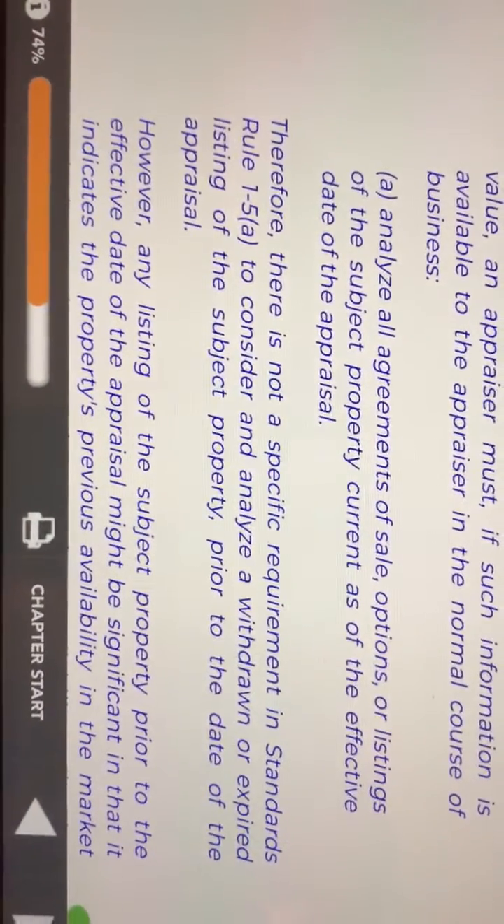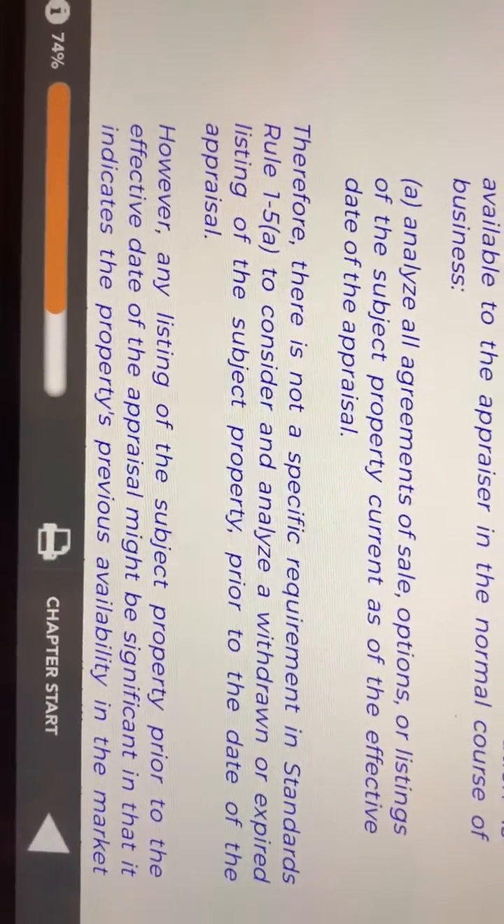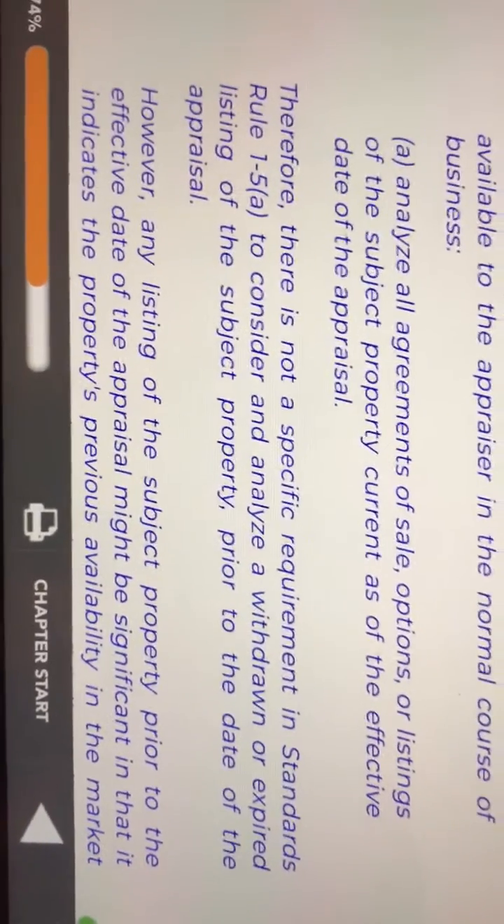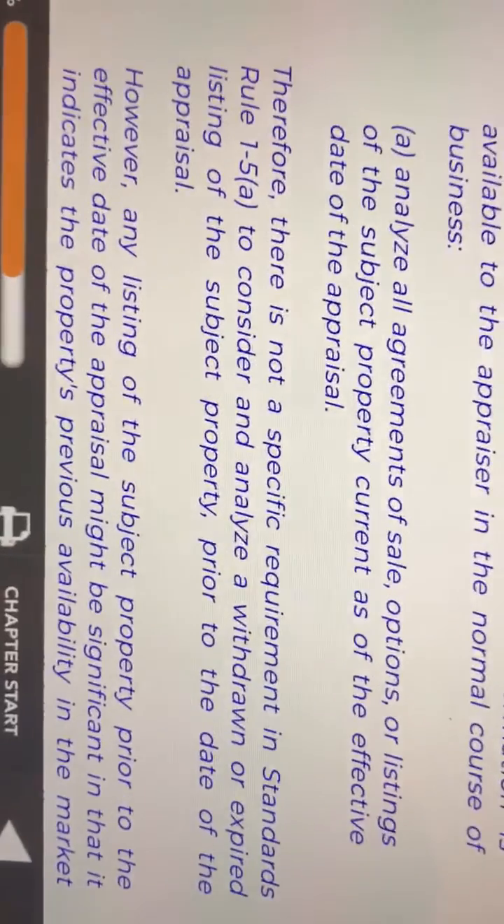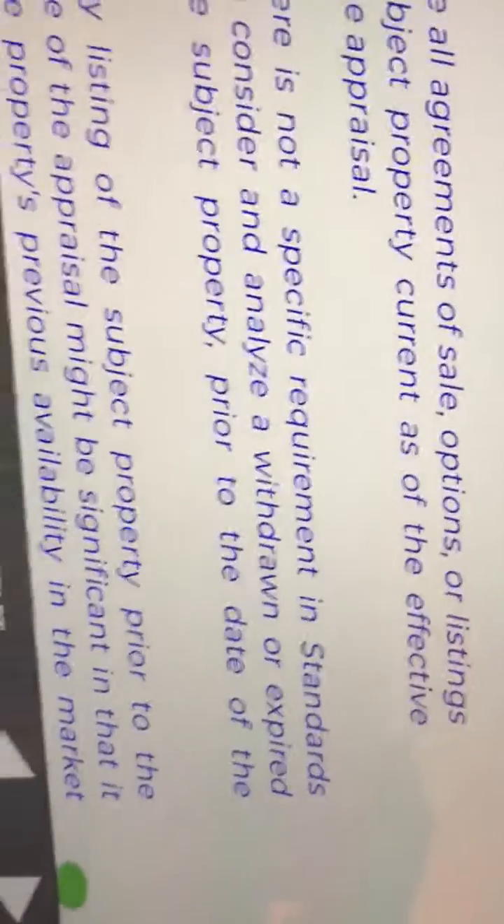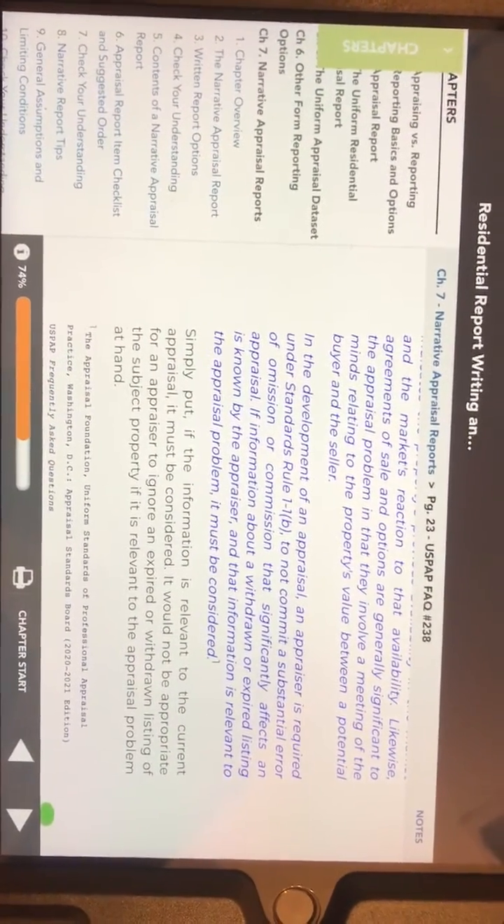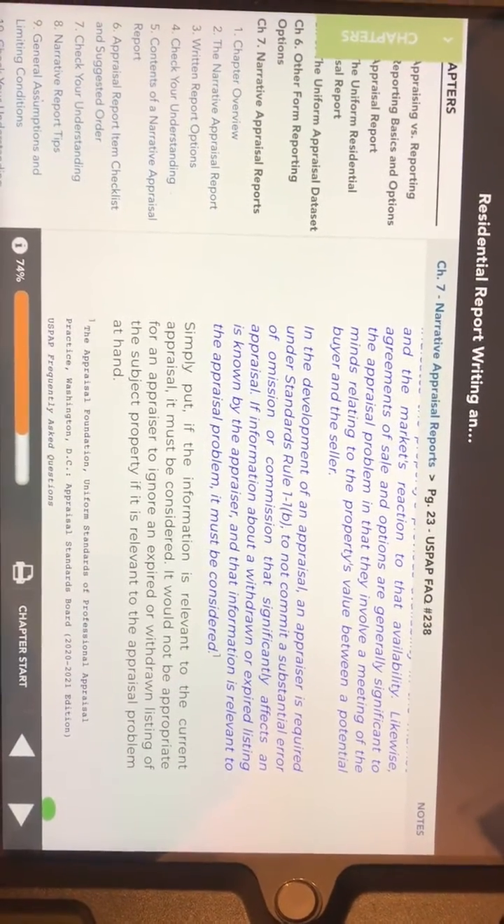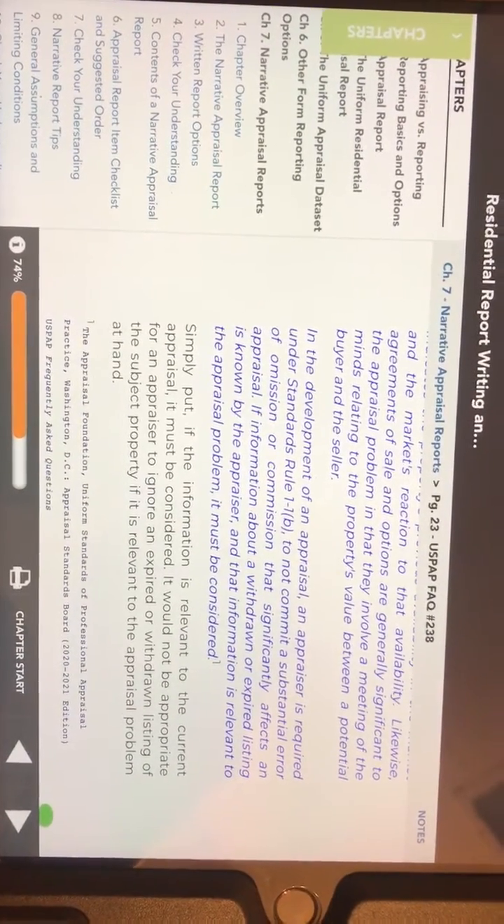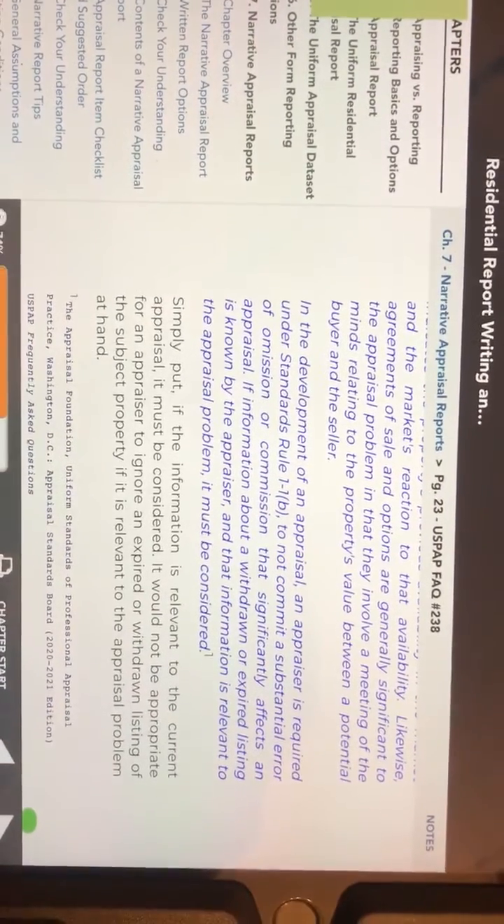However, any listing of the subject property prior to the effective date of the appraisal might be significant in that it indicates the property's previous availability in the market, and the market's reaction to the availability. Likewise, agreements of sale and options are generally significant to the appraisal problem in that they involve a meeting of the minds related to the property's value between a potential buyer and the seller.